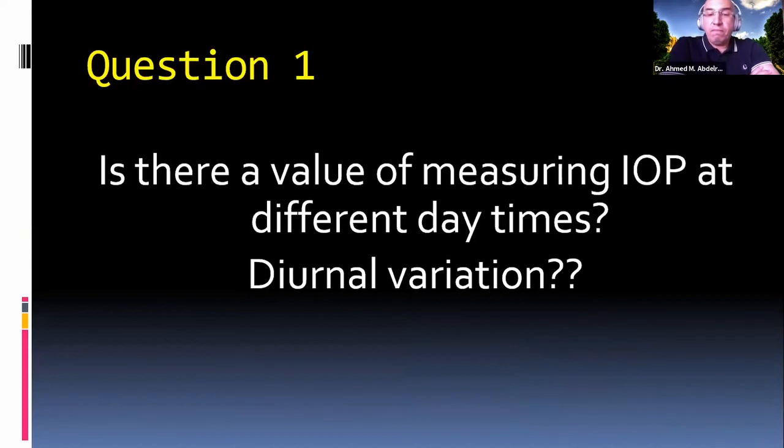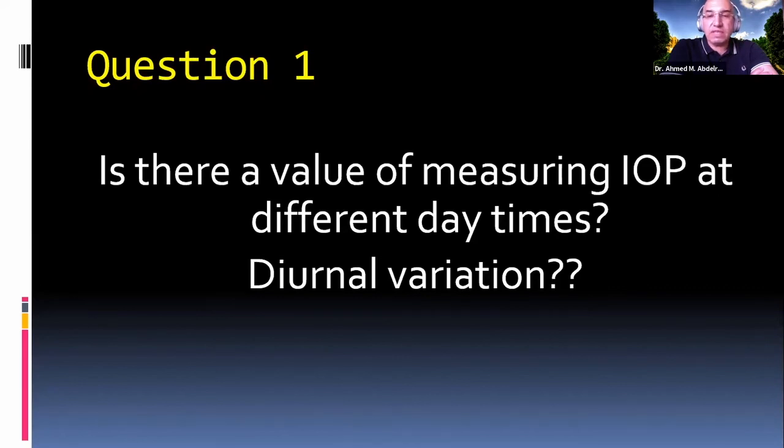If we have a single reading of 12, this doesn't mean that the pressure is 12 throughout the 24 hours. So for a patient like that, I need to go deep into the readings of the intraocular pressure. But the problem is that the spikes of pressure are usually at 7 a.m. in the morning, or 10 p.m. in the evening, so they are outside the office hours.